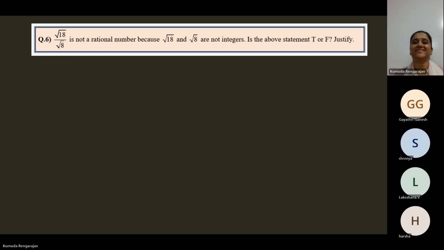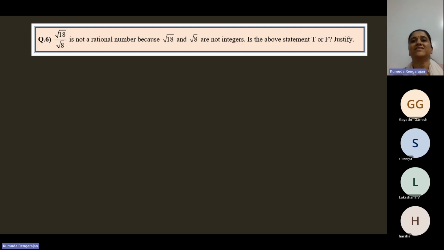Done? Yeah. So is the statement true or false? True, false. True. So square root of 18 by square root of 8 is not a rational number. Yeah, because square root of 18 and square root of 8 are not integers. So the statement is true.